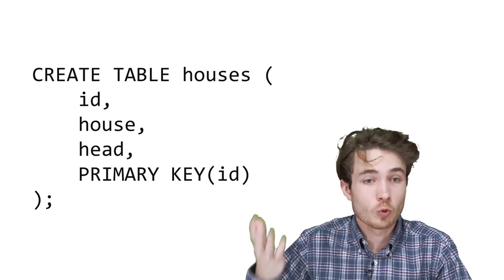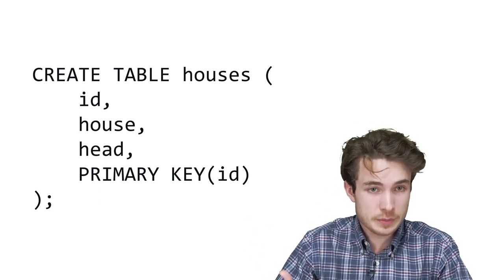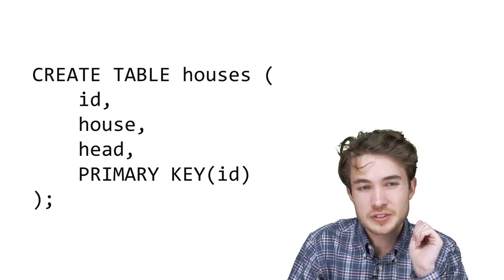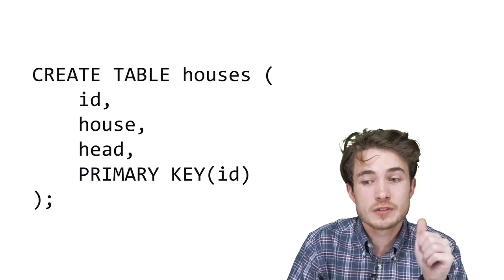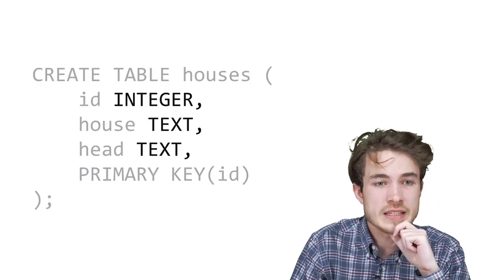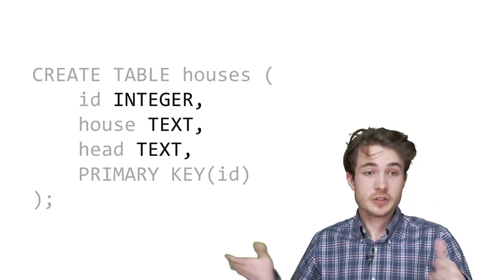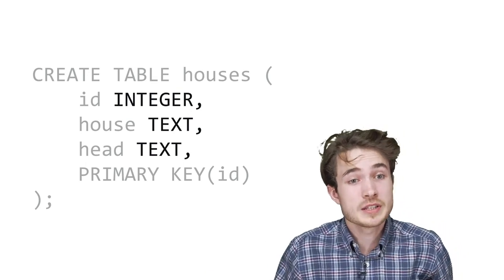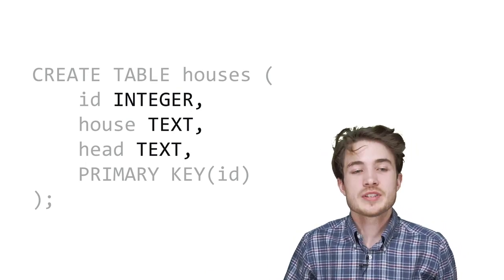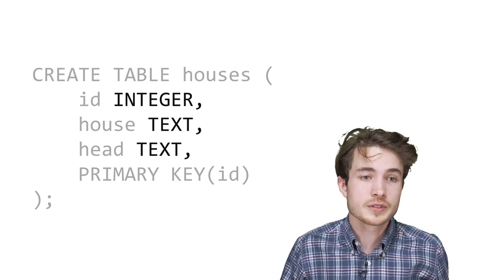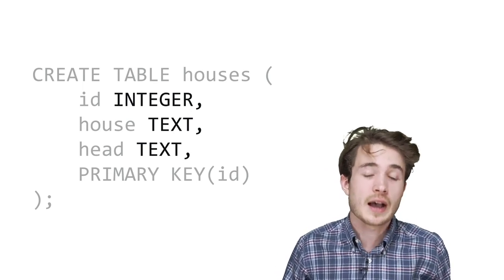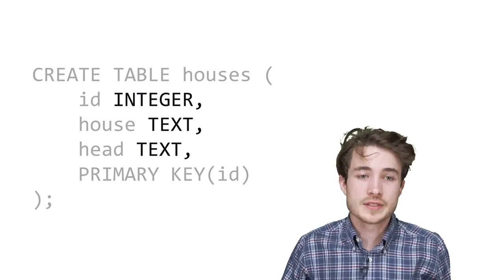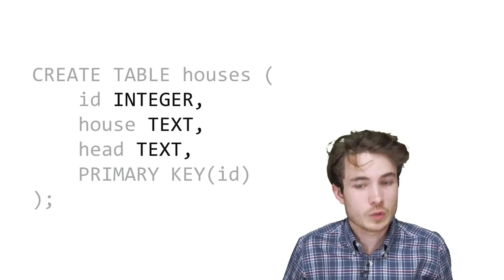That's because in SQL, there are also data types. So if we create a new table, we have to say what kind of type we're storing in each of our columns. So here we might say not just ID, but that ID is an integer. Or not just house, but that house is a piece of text, and so is head, right? So now we're saying that we're going to have these three columns, ID, house, and head, and that ID is an integer, house is text, and head is text as well.